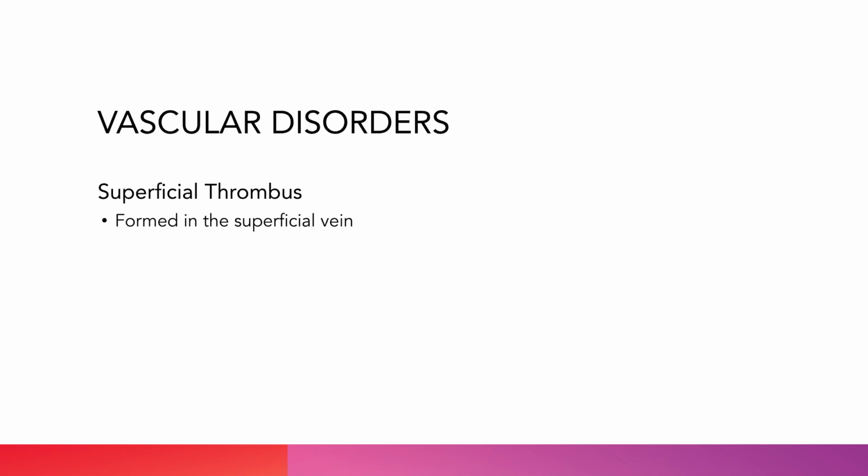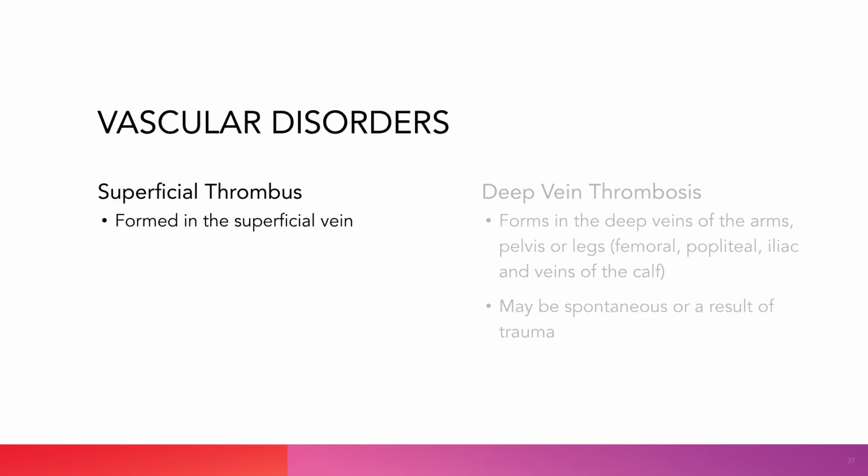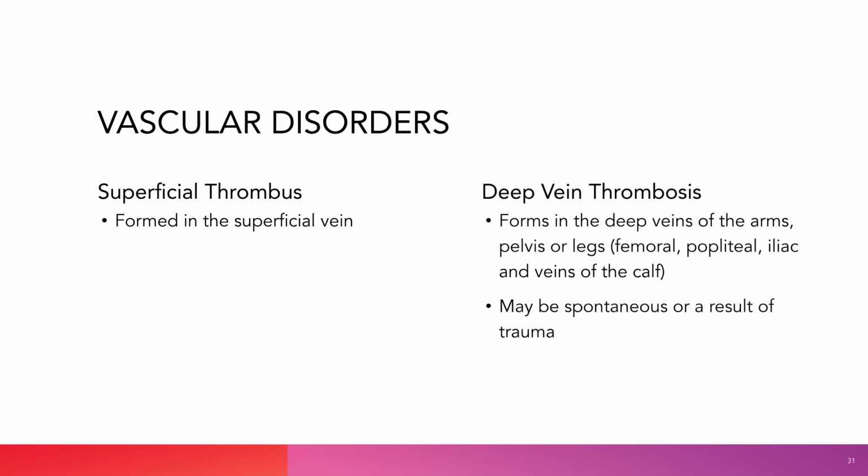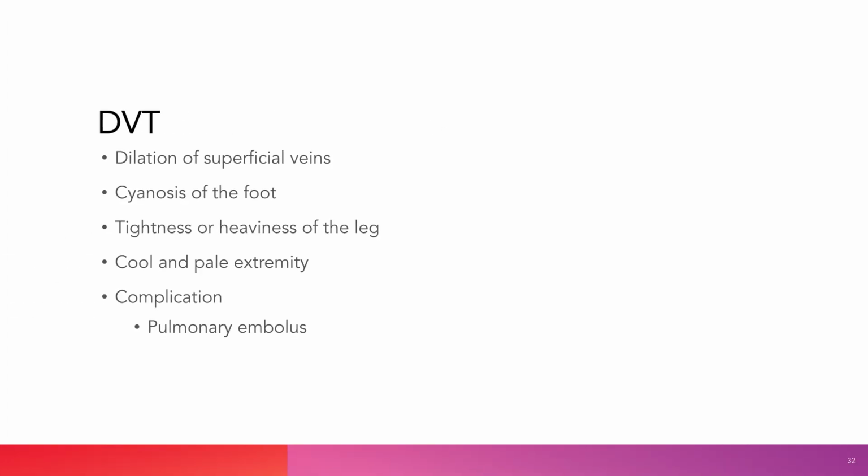A superficial thrombus forms in a superficial vein, while DVT develops in the deep veins of the arms, pelvis, or legs. DVT can be spontaneous or result from trauma, with the legs being the most common site. Signs and symptoms of DVT include dilation of superficial veins, cyanosis of the foot, and tightness or heaviness in the leg. You may also notice a cool and pale extremity. A serious complication of DVT is a pulmonary embolus.